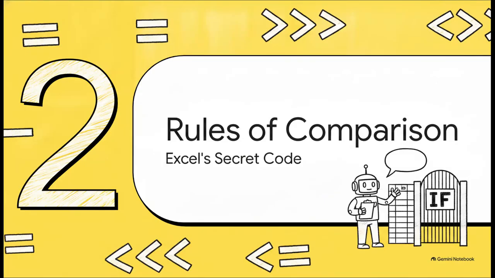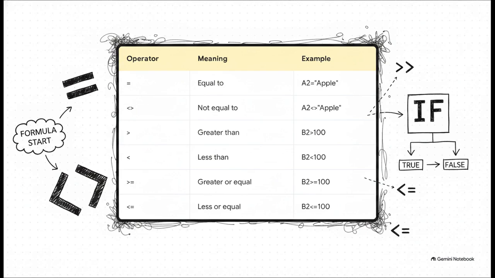Moving right along to section 2, the rules of comparison, learning Excel's secret code. So to give our Excel bouncer the right instructions, we obviously need to speak its language. And here is that secret code, the comparison operators. Honestly, most of these you probably remember from middle school math class. Greater than, less than, greater than or equal to. But I do want to draw your attention to 2 specific things here. First, look at the symbol for not equal to. It's a little weird. It's a less than sign followed immediately by a greater than sign. It kind of looks like an angled bracket diamond.